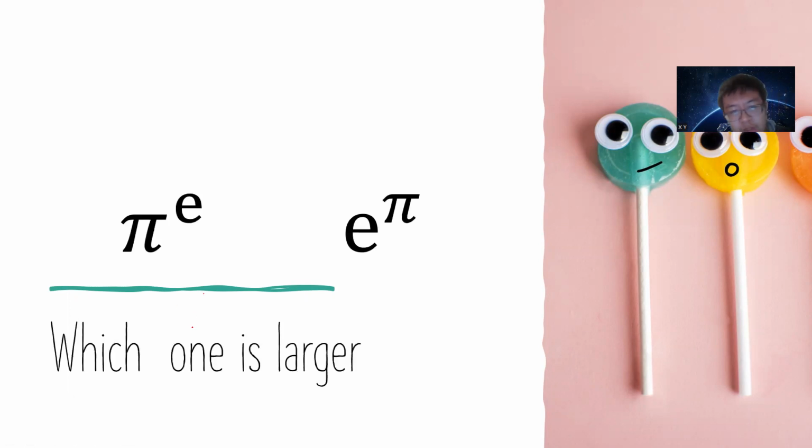Probably not very simple, but it's a quant interview question I ask. Somebody asked me this question: pi to the e and e to the pi, which one is larger? You can check online, there are plenty of videos, but I would like to make my own.